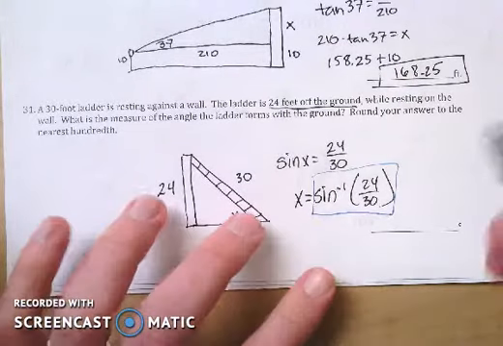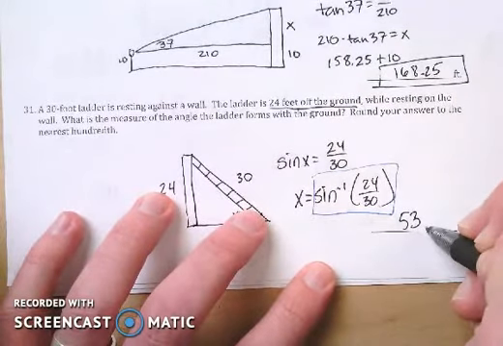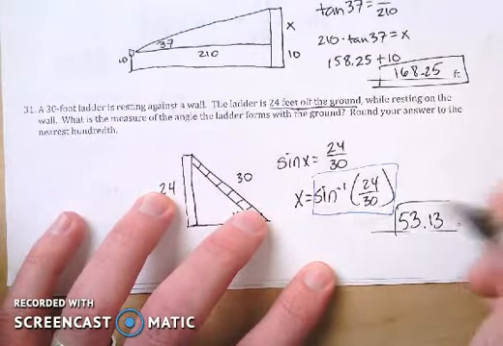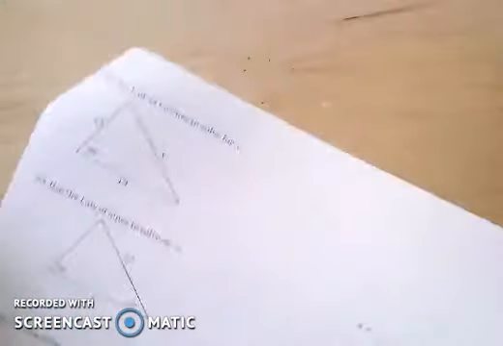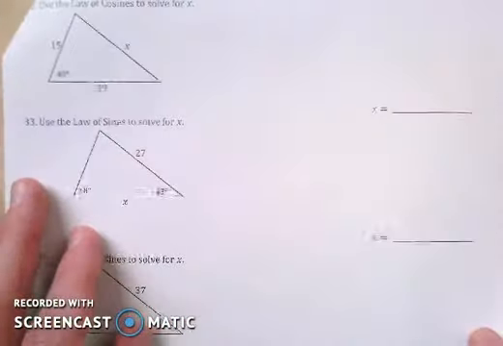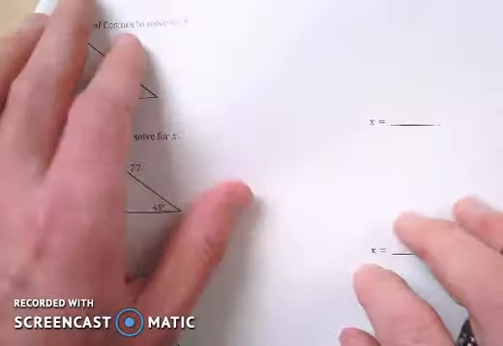And I get 53 degrees, or 53.13 degrees. Okay. All right. On to the back, law of cosines and sines.